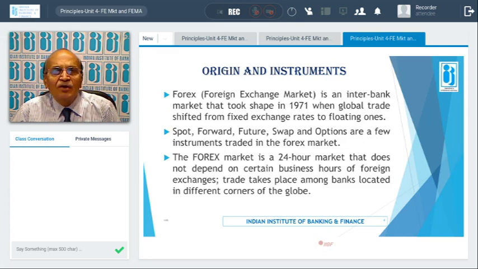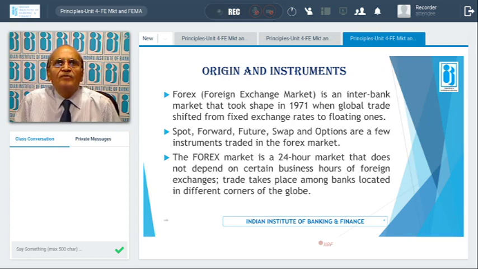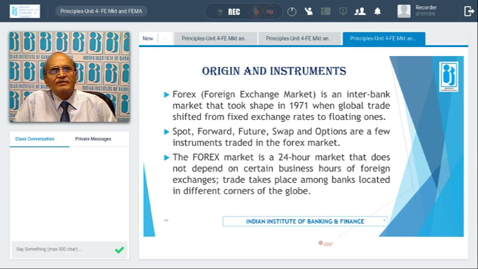Let us have a look at the origin and instruments in the Forex market. It is an interbank market that took shape in 1971 when global trade shifted from fixed exchange rates to floating rates. Spot, forward, future, swap, options are a few instruments which are traded in the Forex market.